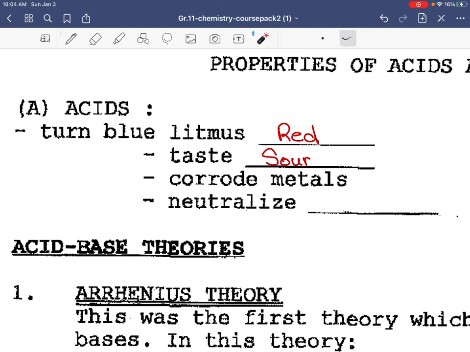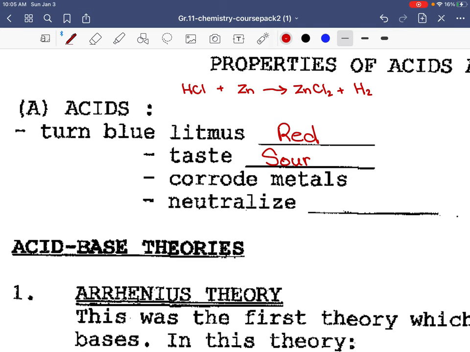Why? If you look at the third property here, acid actually corrodes metal. Acid reacts with metal. We know that. We looked at the reaction before. For example, hydrochloric acid can react with, let's say, zinc, which is a metal, to produce zinc chloride and hydrogen gas.